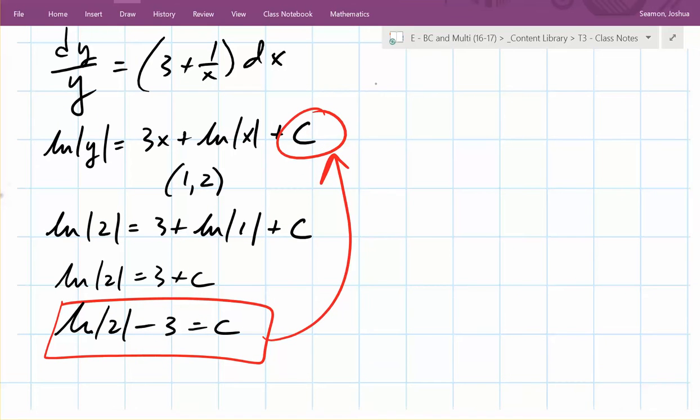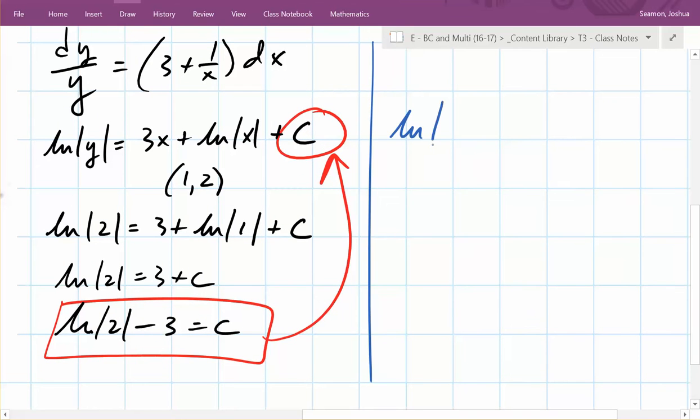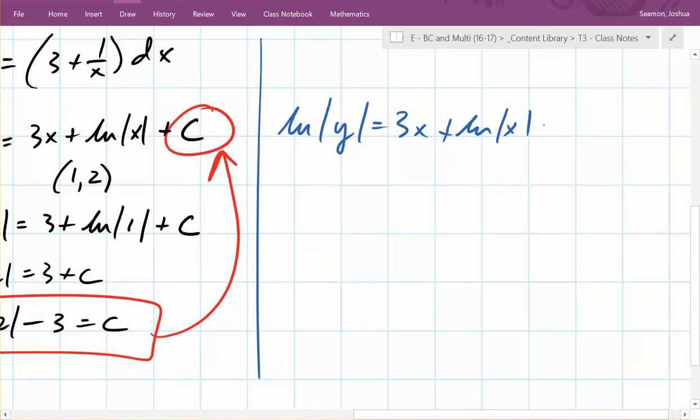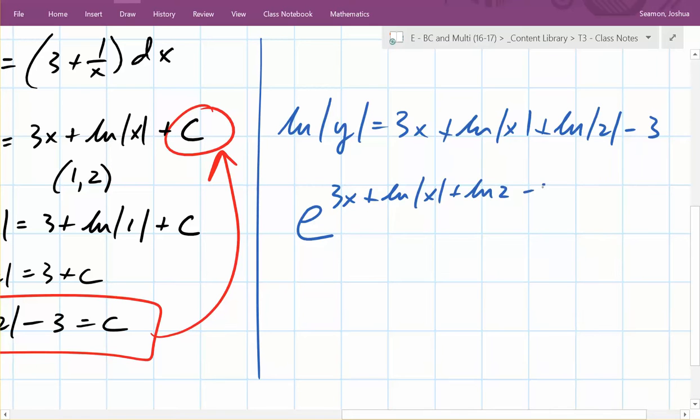So now you have, what do you have here? ln of y is equal to what? 3x plus ln x plus ln 2 minus what? Is that correct? What are we now trying to isolate? y. So what do we now have? We have e to the 3x plus ln x plus ln of 2 minus 3 equals y. We're going from log form to exponential form.